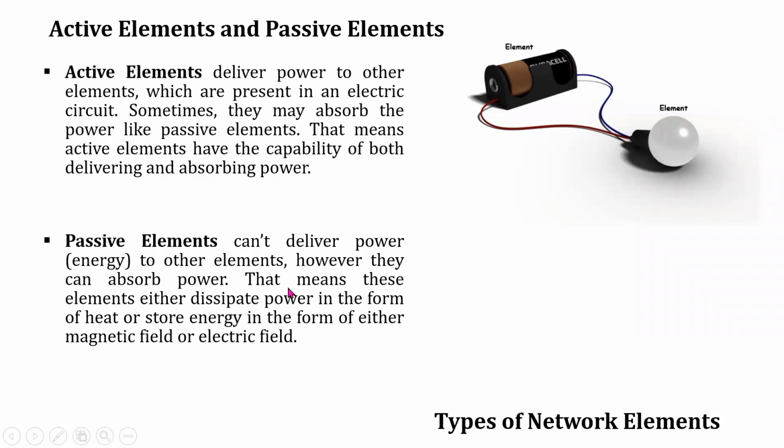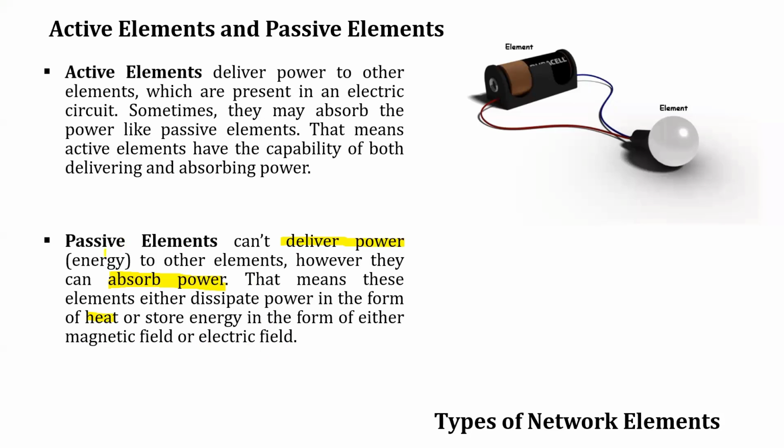Okay. So we can see here, they can't deliver the power. Instead, they absorb the power. These two keywords are used to define the passive element. It can't deliver the power to the other elements, but they can absorb the power. That means that absorbed power is dissipated either in the form of heat or stored as energy in the form of a magnetic field or electric field.